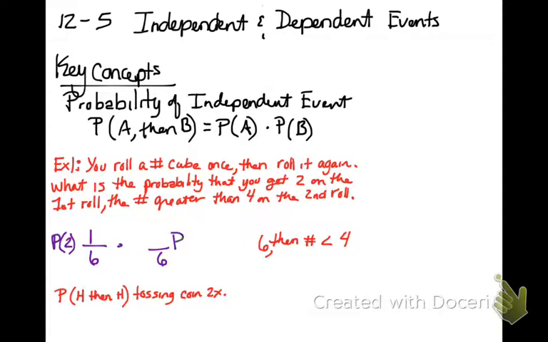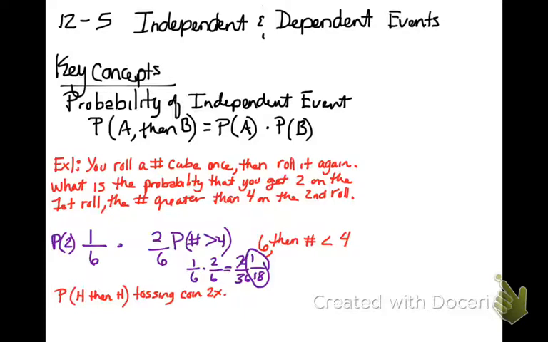And the probability of getting a number greater than 4: the numbers greater than 4 are 5 and 6, so you have 2 possibilities on that one. So you're going to multiply 1/6 times 2/6. 1/6 times 2/6 equals 2/36. And then you could reduce it, which is 1/18. So there's your answer.